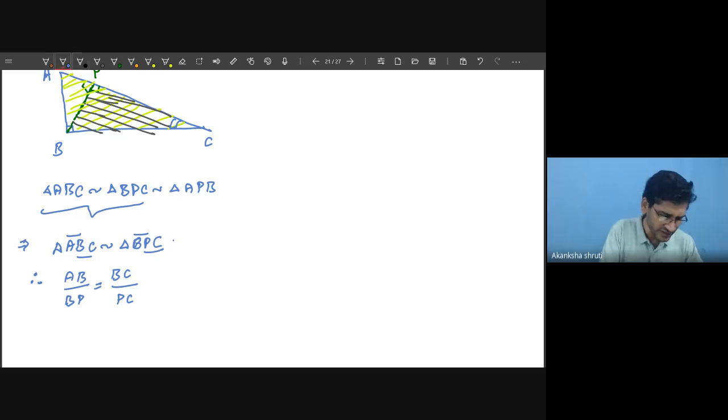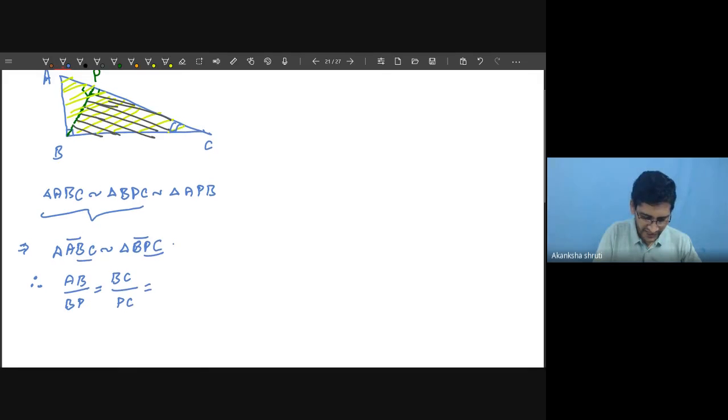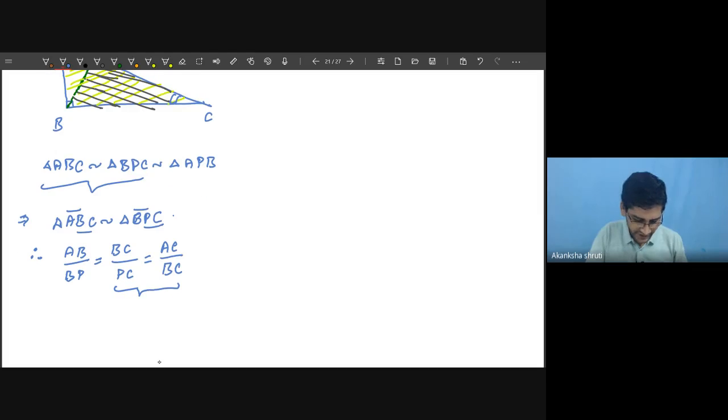This is also equal to the first and last, AC on the left-hand side and BC on the right-hand side. Student, again let us understand what we are observing. Considering the last two only, what can we write? Here we can write BC into BC is equal to PC into AC. This means BC square is equal to PC into AC.